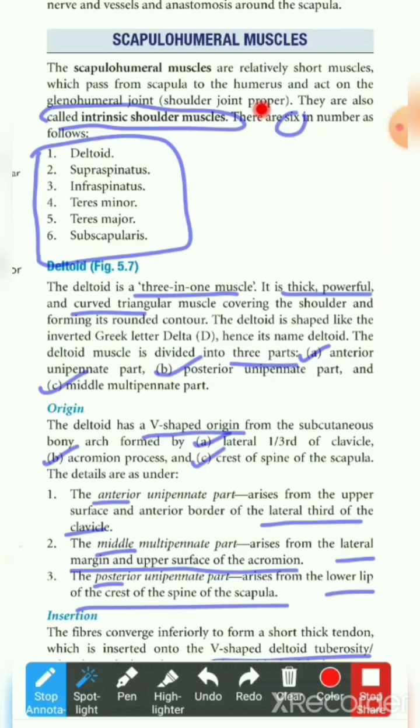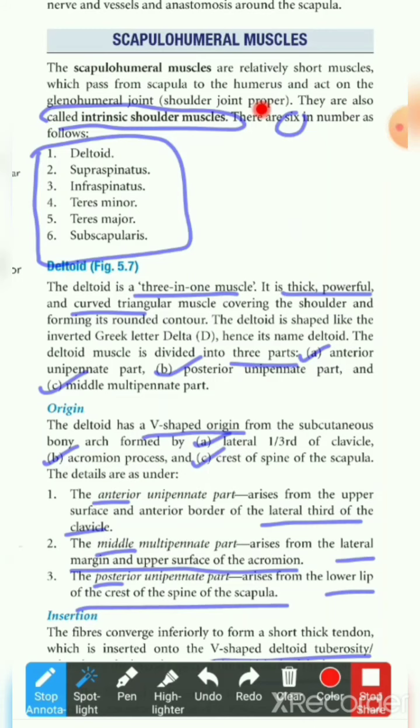Then insertion: it is inserted into the V-shaped deltoid tuberosity of the humerus, which is located on the lateral aspect of the middle of the shaft of the humerus. So on the lateral part of the humerus, there is a V-shaped deltoid tuberosity. Here the deltoid muscle is inserted. Now come to the nerve supply. The deltoid is supplied by the axillary nerve, that is C5 and C6.